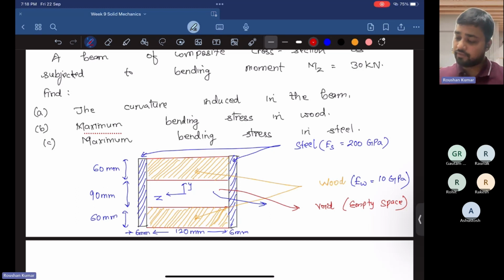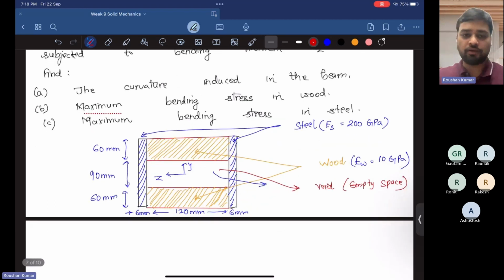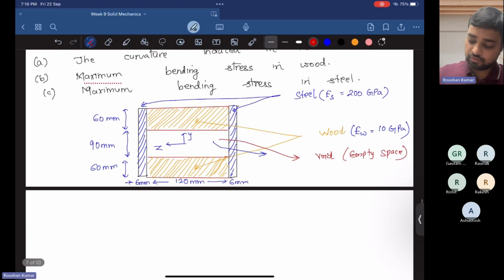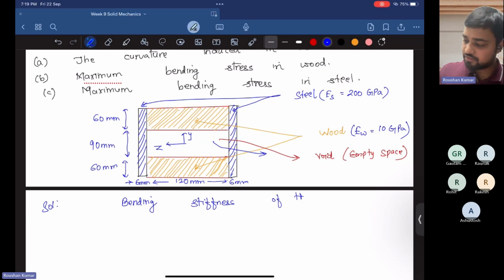So here we have to find the curvature induced in the beam. To find the curvature induced in the beam, we first find the bending stiffness of the cross section. Here we see that it is a case of symmetrical beam. There is no unsymmetry present in this cross section. So we can simply find the bending stiffness of the whole cross section.